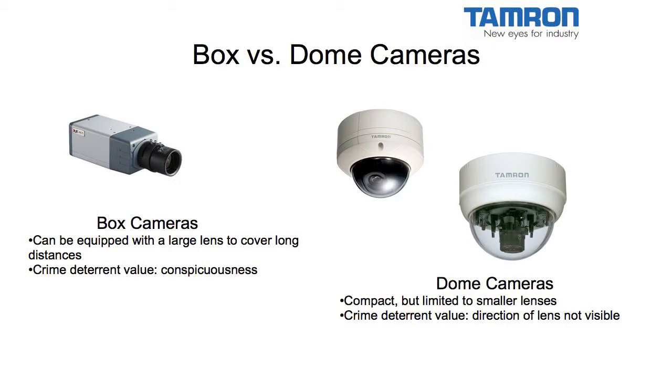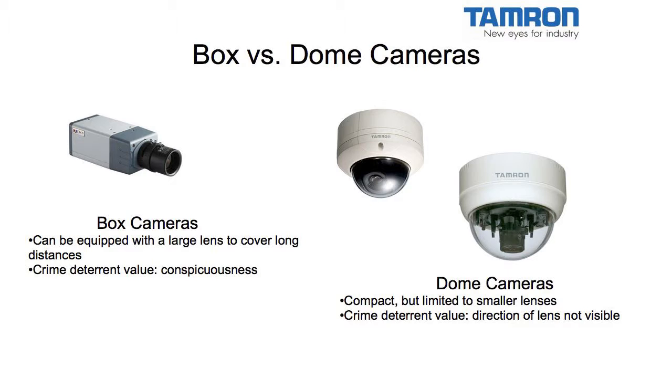There are two main types of cameras, box cameras and dome cameras. Box cameras are not restricted in the size of the lens and can be equipped with long-range lenses to cover long distances. This is an important consideration in outdoor applications. Box cameras are generally large and conspicuous, providing added crime deterrent value to your security system.